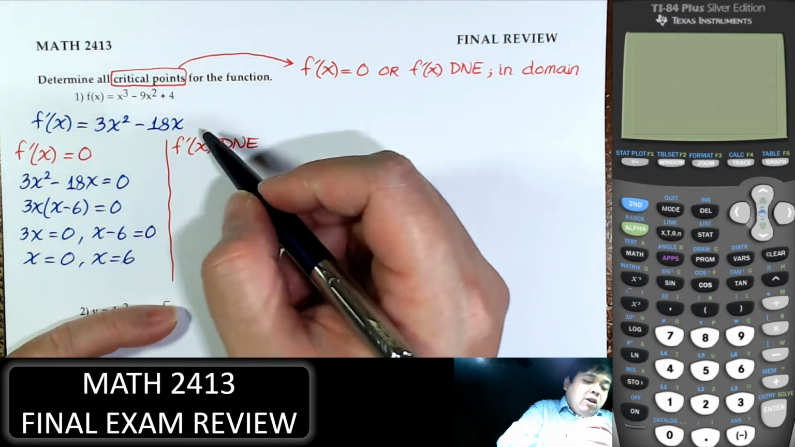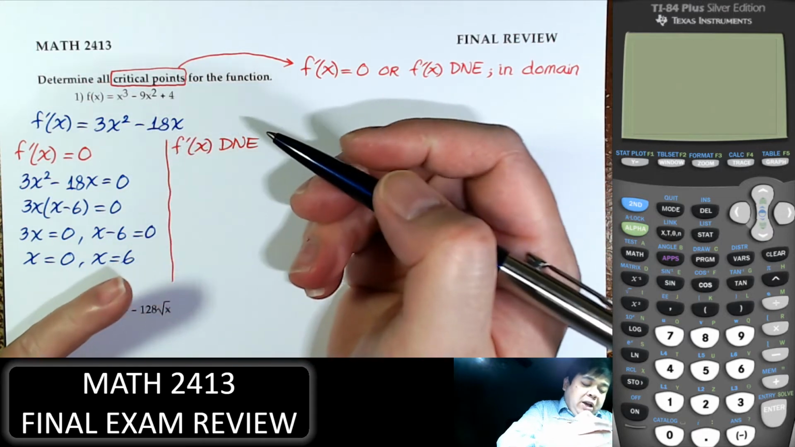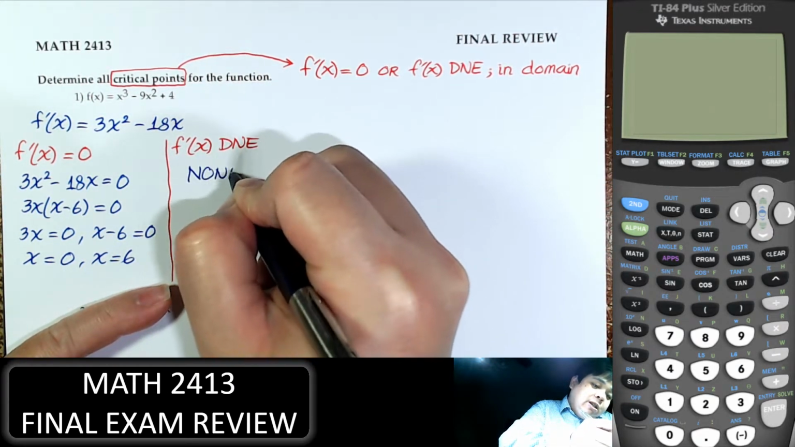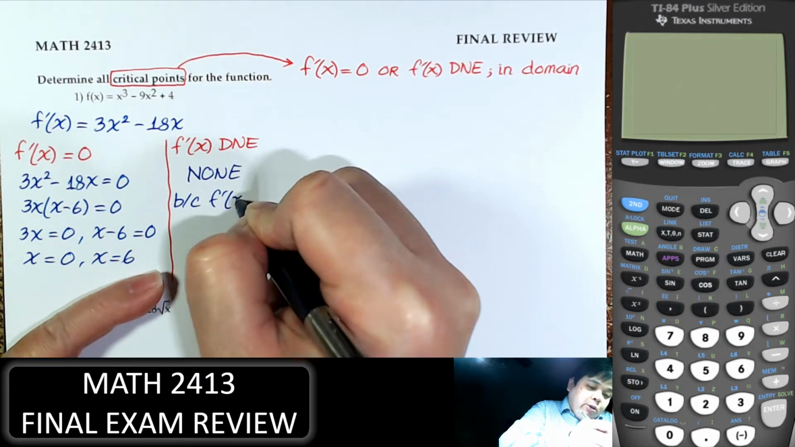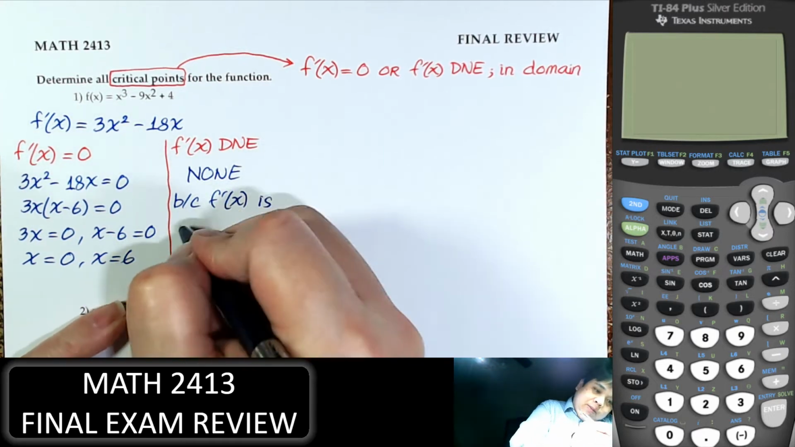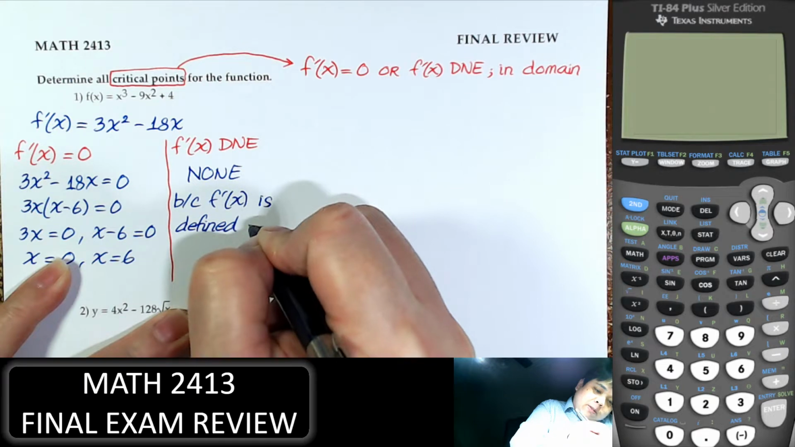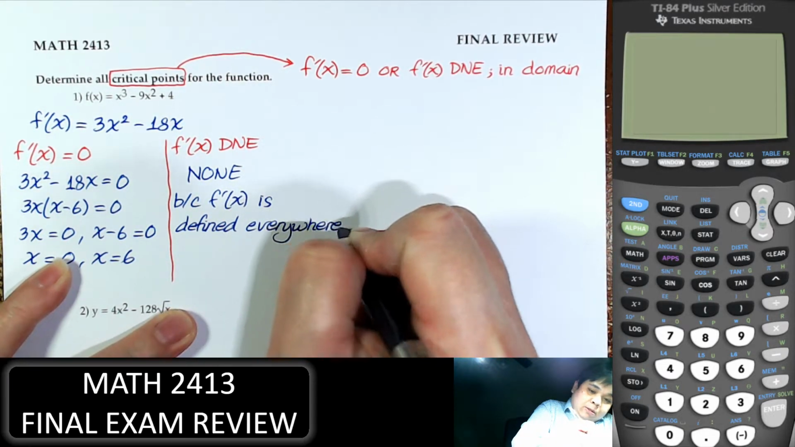Now, derivative does not exist. This is a polynomial function, so it is defined everywhere. So we're not going to find anything here because the derivative is defined everywhere.